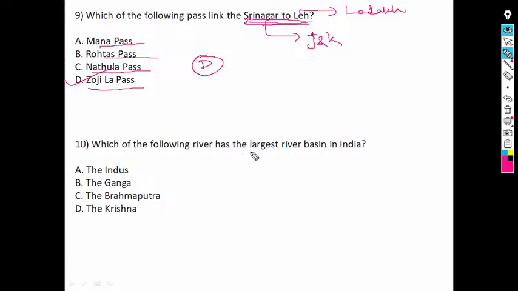Which of the following rivers has the largest river basin in India? The Indus, Ganga, Brahmaputra, and Krishna. The largest river basin in India is the Ganges particularly.